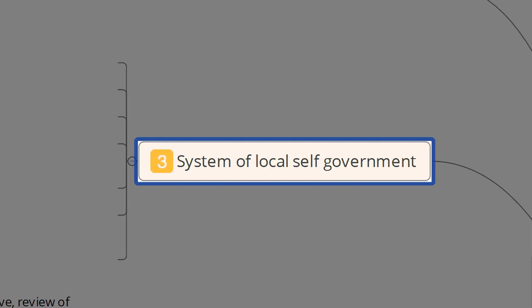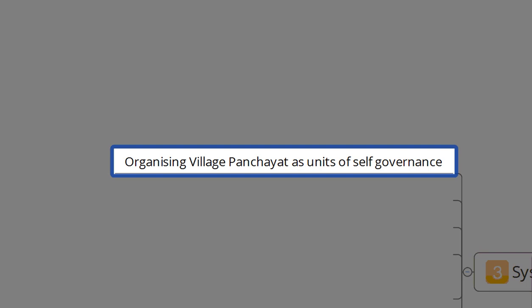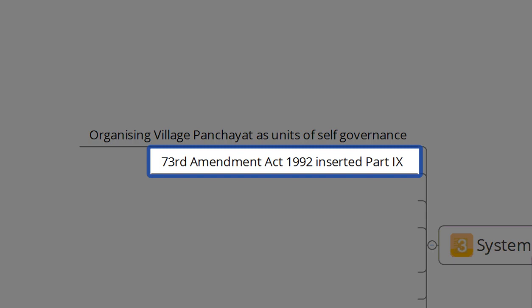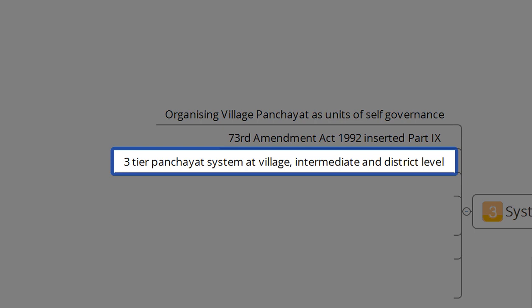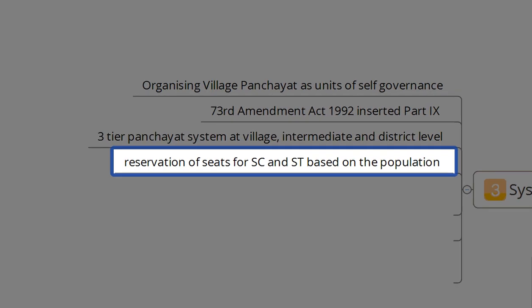And the third most important feature of our Indian constitution is the system of local governance. So this is organizing village panchayats as the units of self-governance. This was actually brought forward by the 73rd Amendment Act of 1992, which has inserted Part 9 into our Indian Constitution, which is explained by the Schedule 11. So as per this, we have a three-tier panchayat system at the village level, intermediate level, and district level. And also there is a reservation of the seats for the scheduled caste and scheduled tribe, and one-third of the seats for the women for the direct elections.